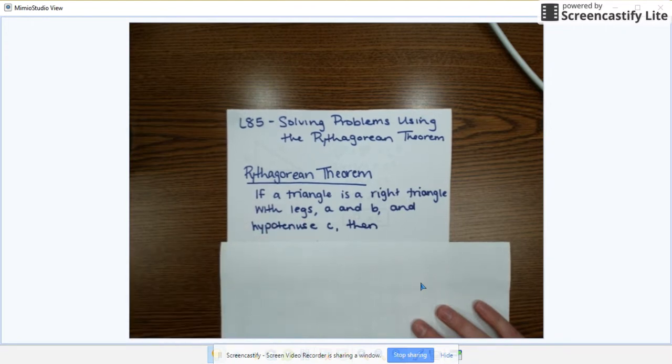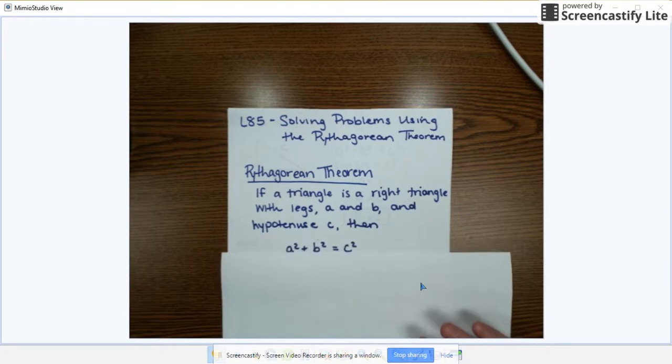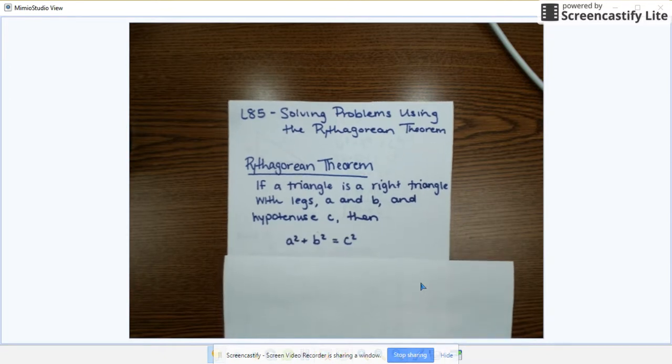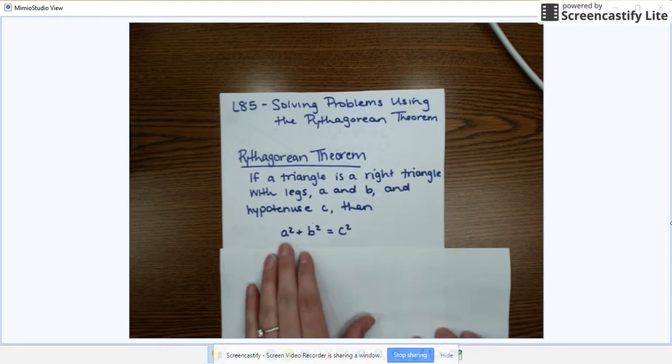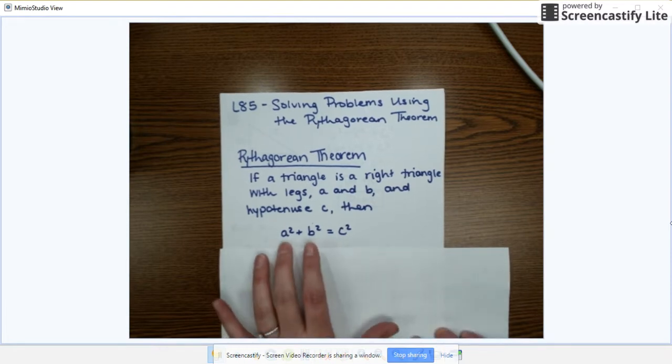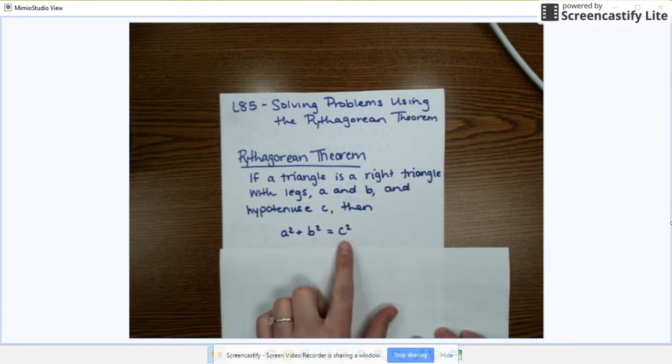If a triangle is a right triangle with two sides A and B and the hypotenuse C, then the following statement is true. So you've dealt with Pythagorean theorem before. A squared plus B squared equals C squared. These are your two shorter sides. C will always be your longest side, and it's always across from the right angle.